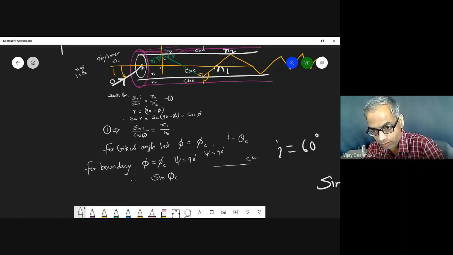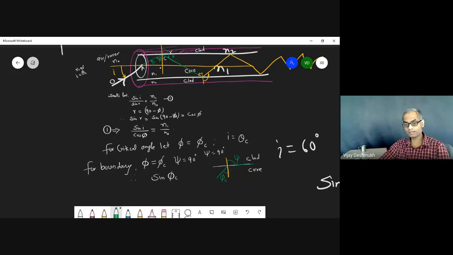This is clad, this is core, the light is incident like this, and then it gets refracted like this. Okay. And then again with yellow I will show: this is the angle of refraction psi and this is the incidence phi c. So phi c is incidence and psi is the refracted, not reflected. Okay.